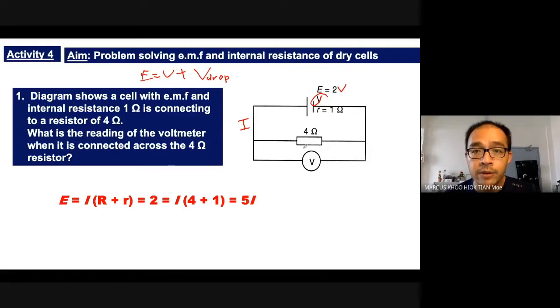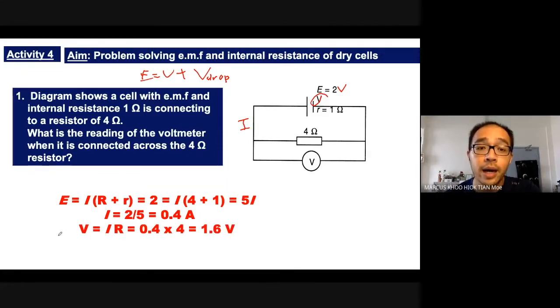The big resistor is 4 ohm, small resistor is 1 ohm, okay, and the electromotive force is 2. Okay, then you can count the voltage that is running across here. Okay, and so first you will get the current. Once you get the current, then you can count the voltage running across here, which is 1.6.